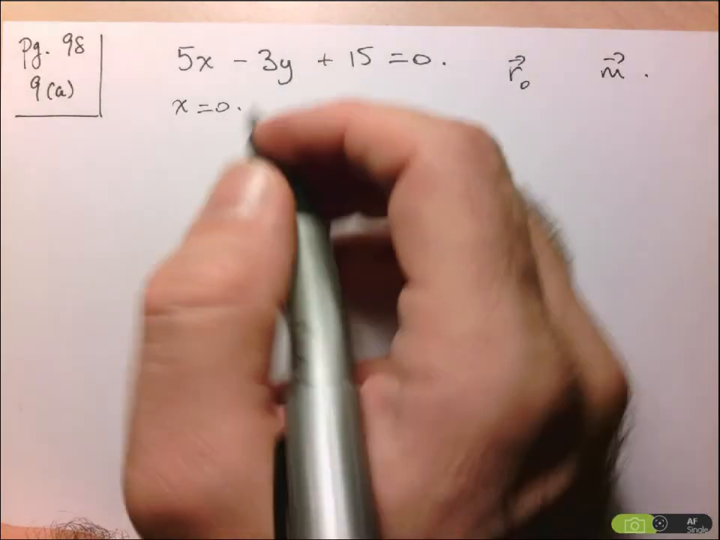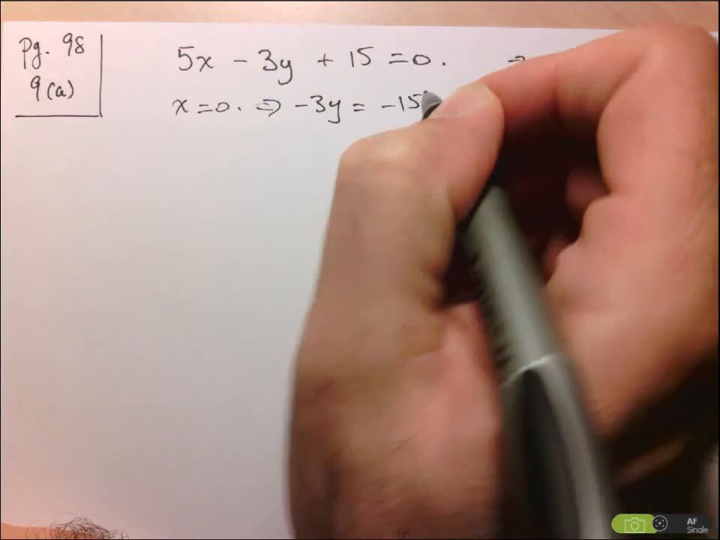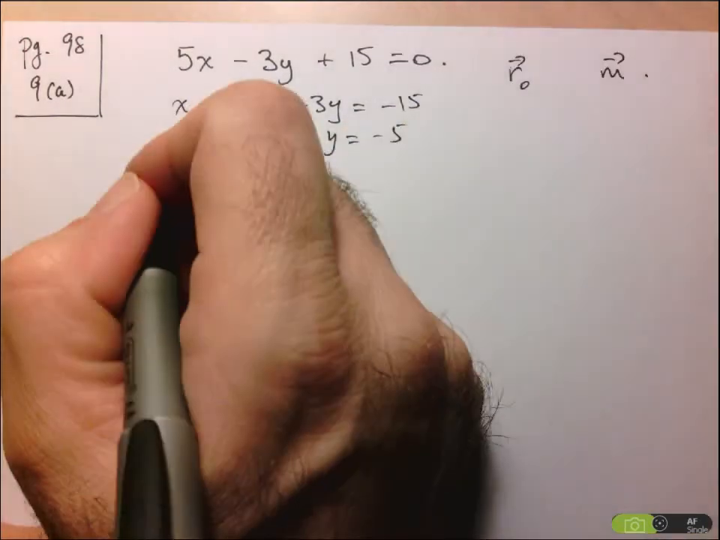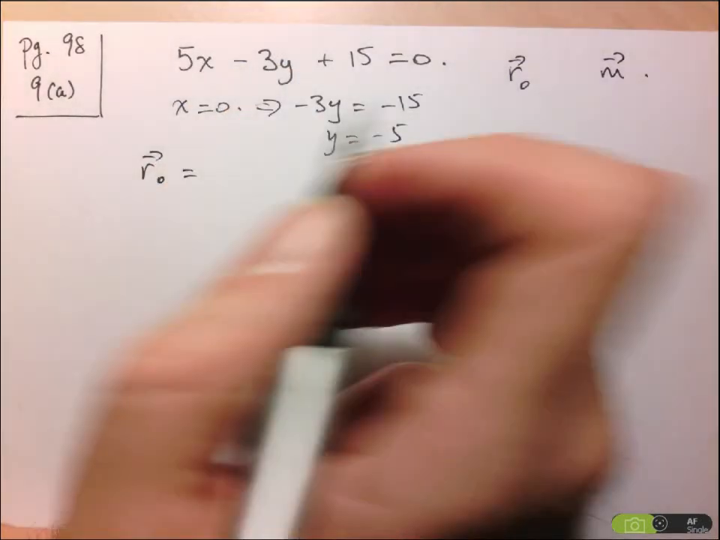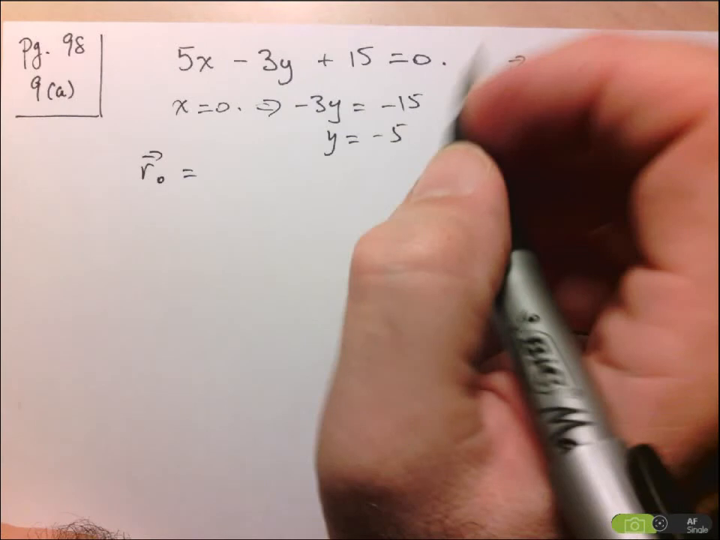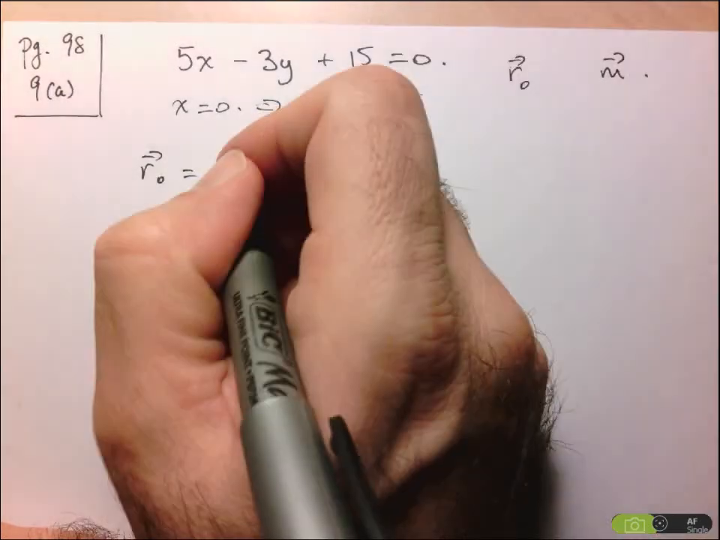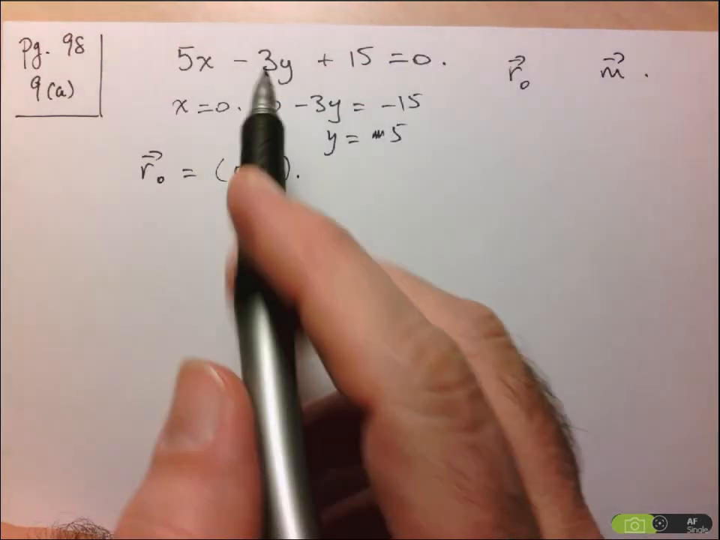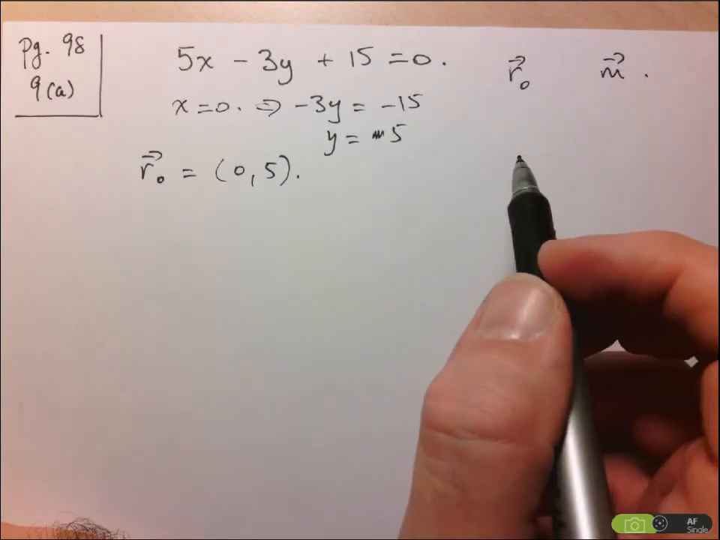So if x equals 0, I get negative 3y equals negative 15, so y is equal to 5. So a vector from the origin to a point on the line is given by 0, 5. Okay, so a bit of work to do to find a point on the line. Now let's find a direction vector.